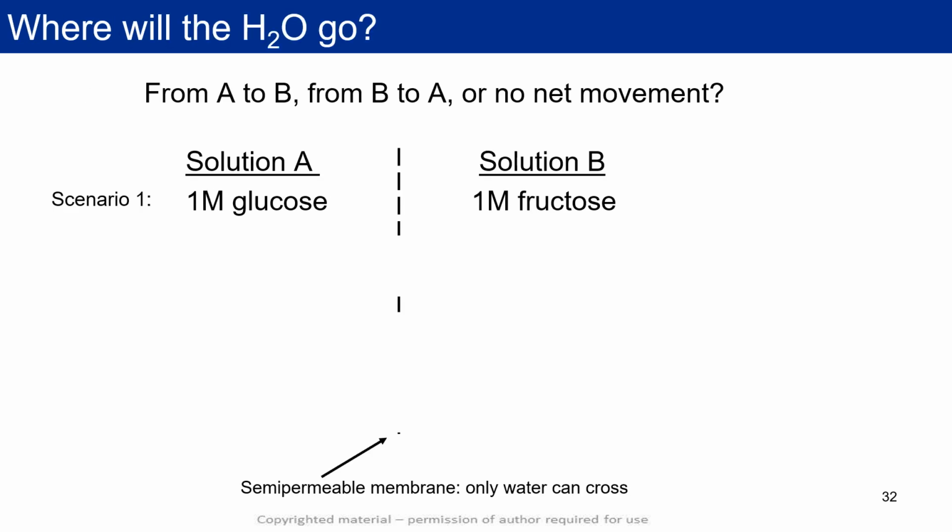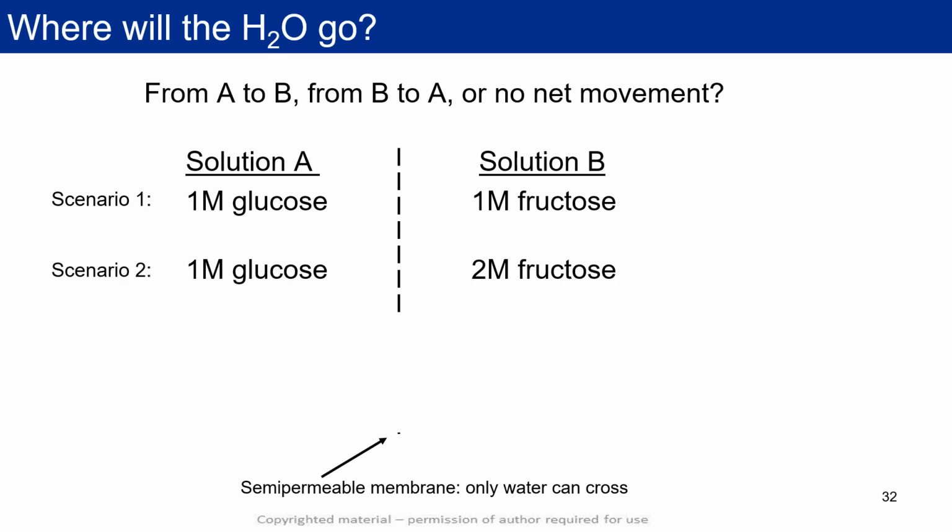Let's look at different solutions found on different sides of a semi-permeable membrane. The solutes cannot pass, but water may pass through, and the volume is the same on either side of the membrane. Glucose and fructose are both monosaccharides. Which way will the water go in this first scenario? From A to B, from B to A, or will there be no net movement? Glucose and fructose have the same molecular formula, but different structures. In this case, their concentrations are the same, so there is no net movement of water.